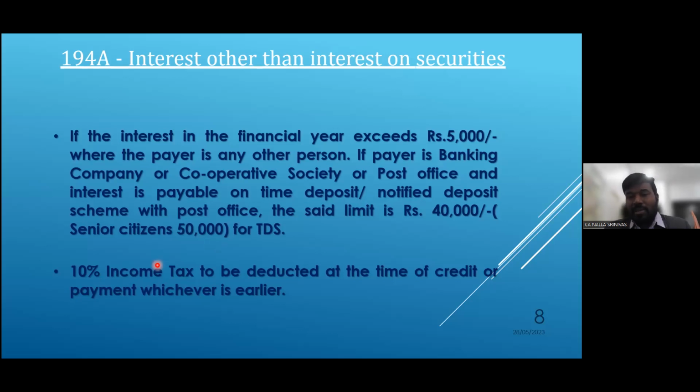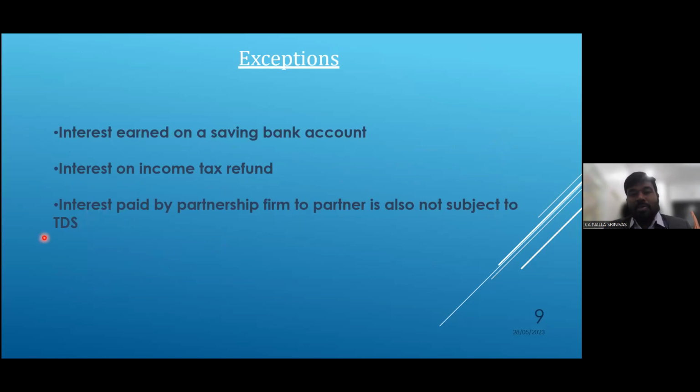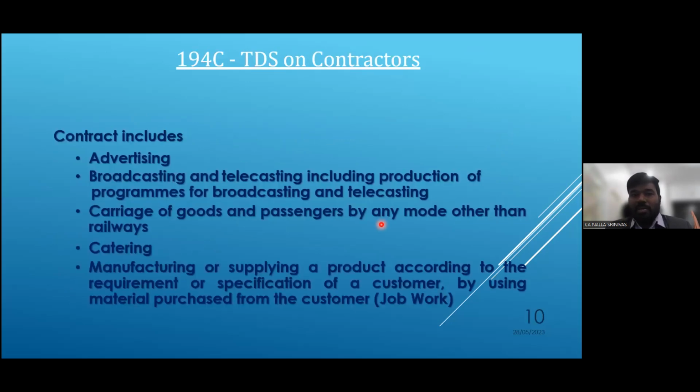If the person deducting tax is other than a banking company or post office, the threshold is 5,000. Suppose you gave money to your friend on an interest basis. If he is paying more than 5,000 interest, you have to deduct the tax at 10%. Exceptions: interest earned on a savings bank account is not covered. Interest on income tax refund is not covered. Interest paid by a partnership firm to the partner is also not covered.